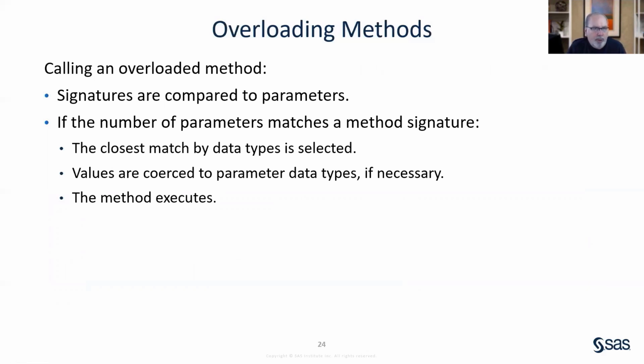And so that would fail, and that would be an unknown method definition. But if the number of parameters matches, then we look for the closest match by data type. And if there's an exact match, that's great. The method is called, the values are fed to it, and it executes. If there is no exact match for data types, then the parameter data types and the input data are evaluated to see if they're coercible. And if there are coercible data types, then the values are coerced to the appropriate data type for that method, and then the method executes.